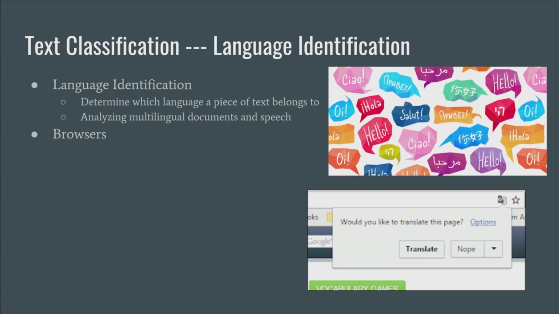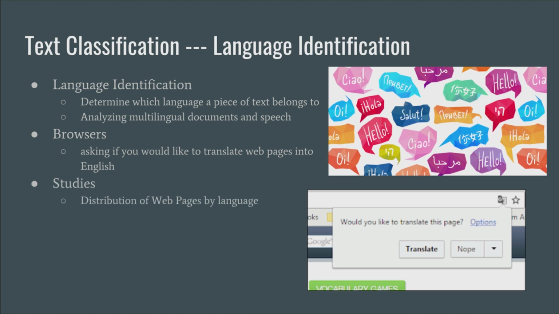It is what goes on in your browser when it asks you if you would like to translate a particular page to English when you land on such pages. How does it know which language the page is written in? So, the answer to that is language identification. It can also be used to find out fast how many pages on the internet are written in English, Spanish, Russian, etc. And this distribution is helpful for various studies and businesses as well.